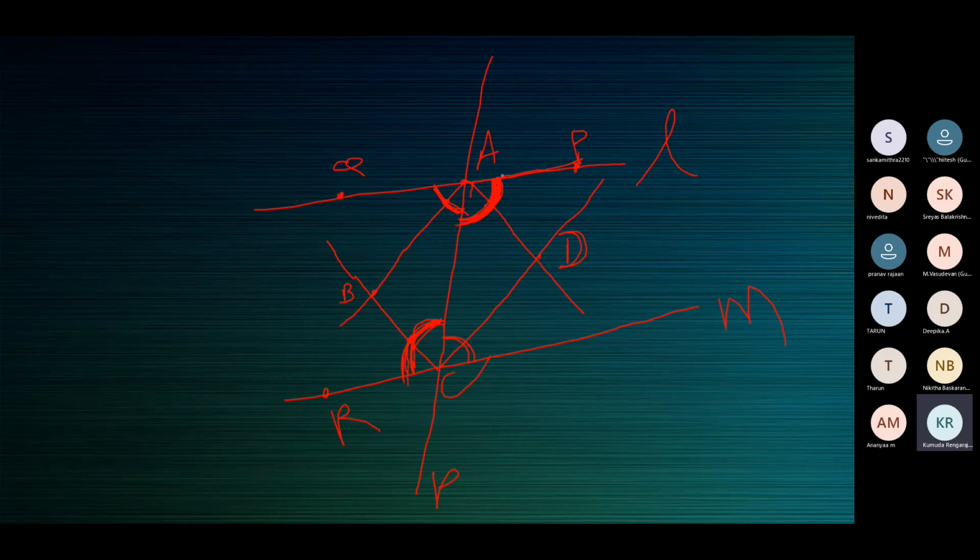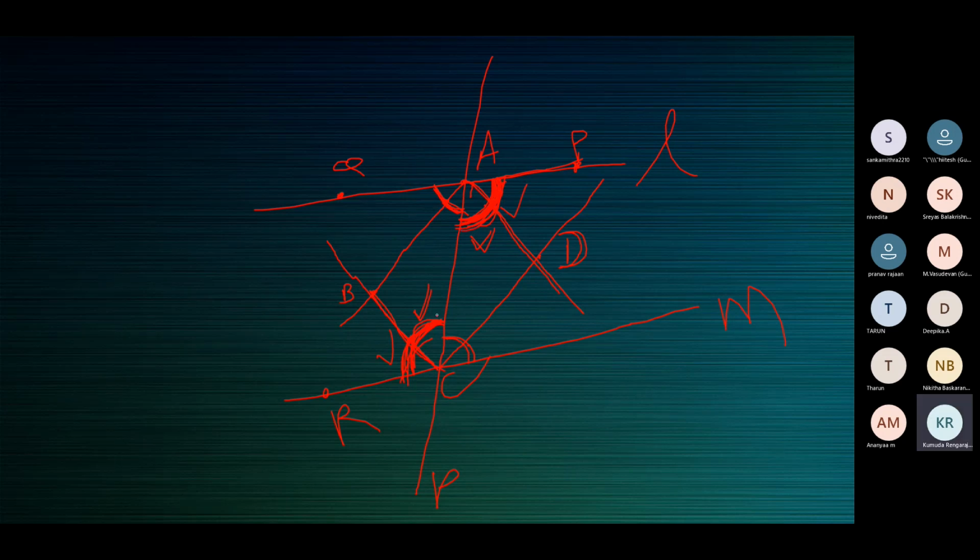When two things are equal, their halves are also equal. So half of this angle will be equal to half of this angle. And now you know that this angle is bisected. So half of this angle is this one, and half of this angle is this one, because the angle is bisected. These are the bisectors. So these two portions are equal. This is the bisector. So this angle is equal to this angle.